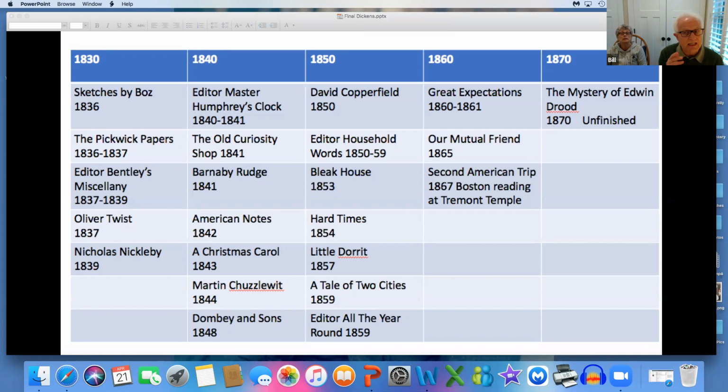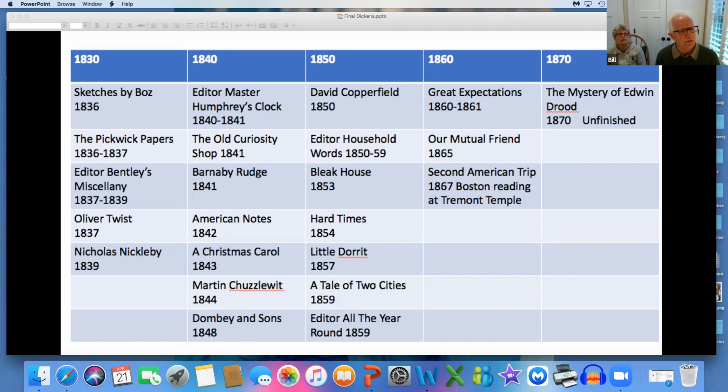50, 60, and 70. And in 1870, you see there's only one entry, The Mystery of Edwin Drood, which was a mystery novel that he was writing. It's unfinished because he died. He died at age 58. And if there's anybody who can be said to have worked himself to death, it is Charles Dickens. He had an immense amount of energy, and he employed it every day, it seems.